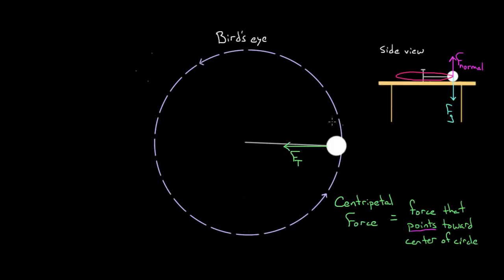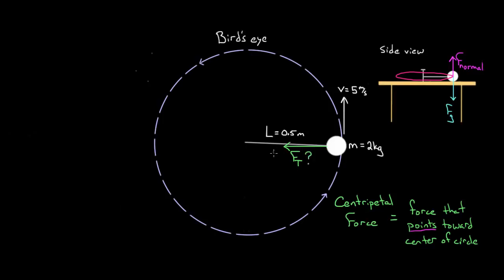So let me add some numbers in here. So let's say I told you this. Let's say the mass of the ball was 2 kilograms, the rope's length was 0.5 meters, and the ball's traveling around the circle at a constant speed of 5 meters per second. So what kind of question might you be asked if given a problem like this? A possible question would be, well, what's the force of tension in the rope?